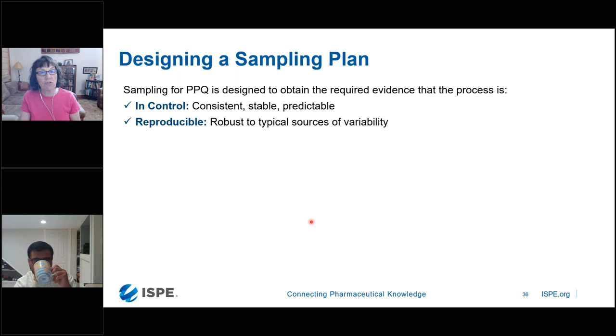When strong statements of control, reproducibility and capability cannot be made, remember those are the evidence that we were looking for at the end of PPQ, and some residual risk remains following PPQ, enhanced sampling is likely warranted. That means you may still continue to do beginning, middle, and end samples. You may continue to do multiple samples in that lyophilization cabinet, for instance, if there's still residual risk.